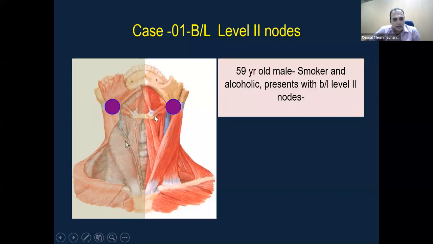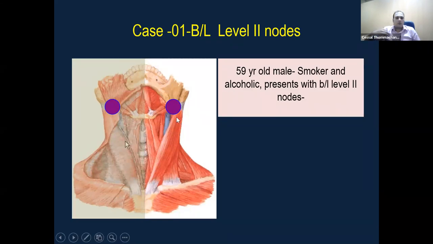And the region from the C1 vertebra to the level of the hyoid bone is the level 2 region. The caudal limit of 1A, 1B, and level 2 is the caudal edge of the hyoid bone. So for all of 1A, 1B, and level 2, the inferior limit is formed by the caudal edge of the hyoid bone. So this is how the patient is having a level 2 lymphadenopathy.